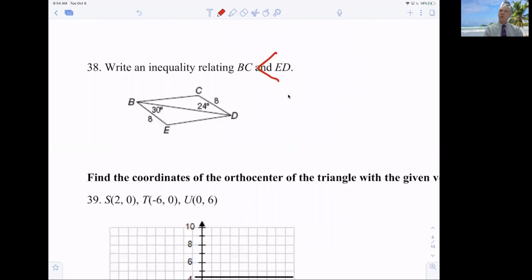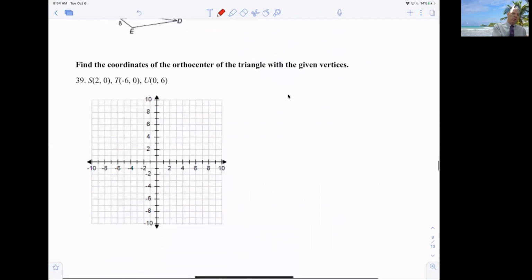ED is greater than BC. That's true. I just did it right here because the letters are right there. That's all, right? BC is less than ED. ED is greater than BC. All right. So again, orthocenter again.